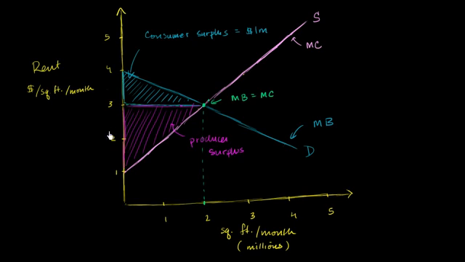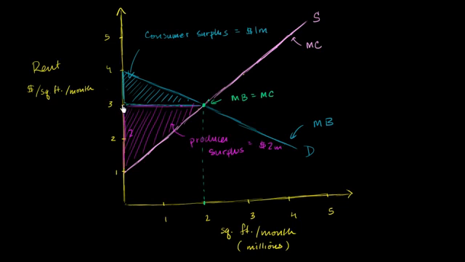We can calculate that as well. The height right over here is $2, times this width of 2 million square feet per month. 2 times 2 times 1/2 is 2. So this is equal to $2 million. So if you were to talk about what the total surplus is, it is $3 million.